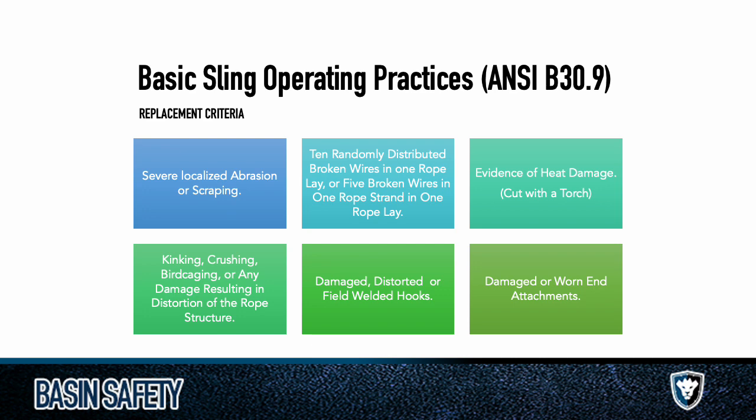OSHA kind of tells us like, hey, inspect your sling, replace as necessary. ANSI B30.9 gives us very clear criteria of when we need to replace that equipment. So just kind of keep that in mind. That does exist, and it's very similar to chains. If it's torn, if it's ripped, if it's crushed, which doesn't happen as often with slings, fortunately.